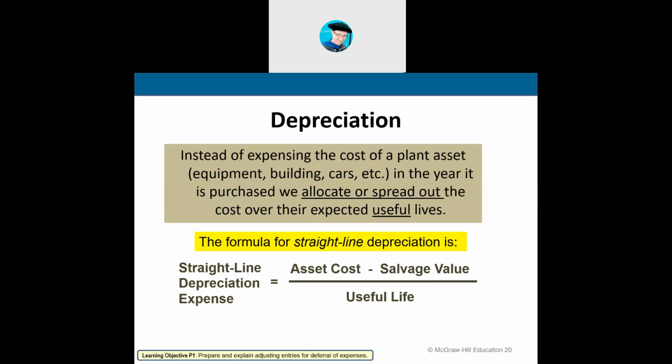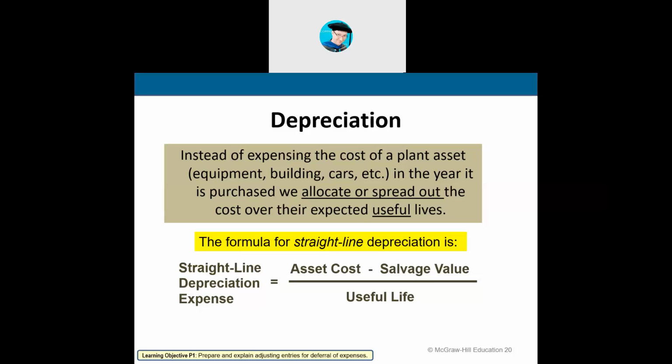The asset cost is $25,000. That's the purchase price of the asset, minus residual value. Residual value is also called salvage value or scrap value. It represents what the asset is worth at the end of its useful life. In our example, it's 0. It's worth nothing at the end of the 5 years.